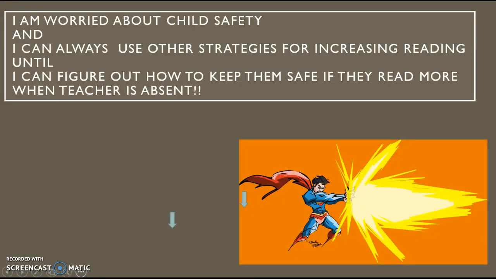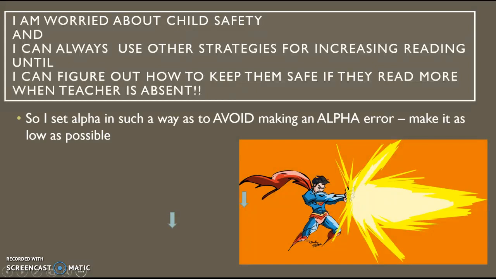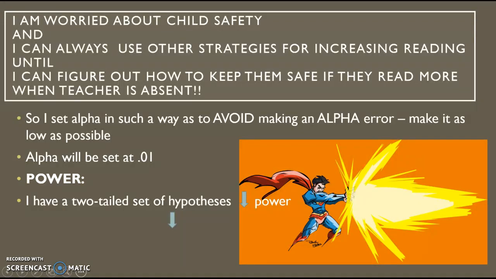But when we think about the consequences, I'm more worried about child safety, and I can always use other strategies for increasing reading, getting them more interesting books. There's other strategies. So I am going to try to avoid alpha error and set it at 0.01. Okay? Now that's a problem because of power. I've already got a two-tailed hypothesis, and that's less power. Now I'm setting the alpha level low, and that's less power. So I'm a little concerned here.